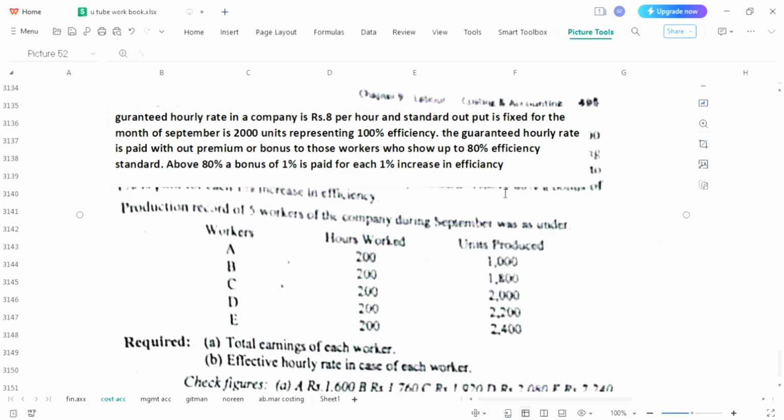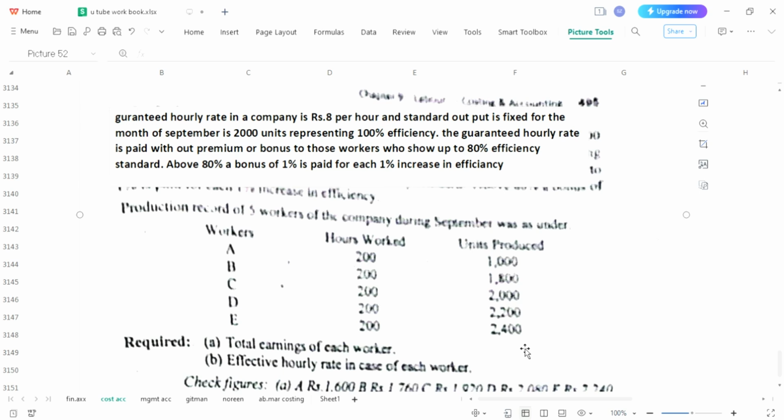Now you can see that there are several workers present over here and they have worked 200 hours each. And look at the difference. First worker had produced 1000 units and last worker has produced 2400 units. So everybody had worked differently.